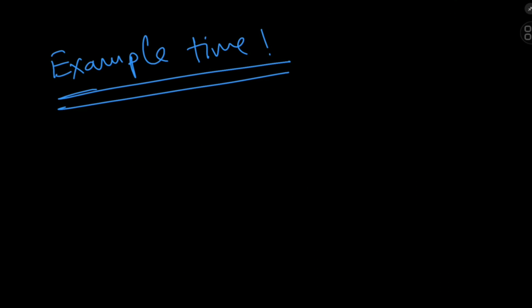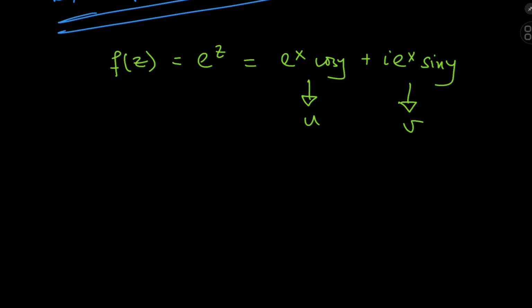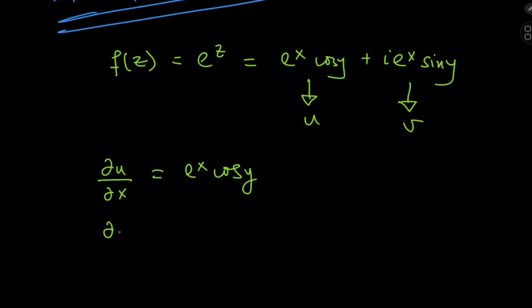Now that we're formally acquainted with analytic functions, let's take a look at a very important one. I'm talking about the function f of z defined as e to the z, the complex exponential, which can be expanded as e to the x times the cosine of y, plus I times e to the x times the sine of y. So if we label these functions as u and v, first up, we want to differentiate with respect to x. So partial u by partial x is e to the x times the cosine of y, and partial v by partial x is e to the x times the sine of y.